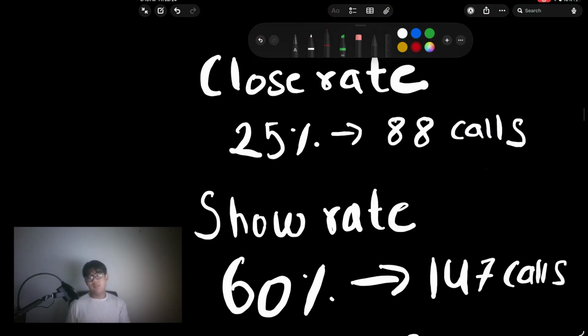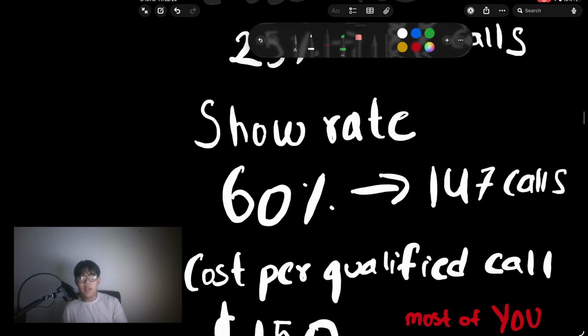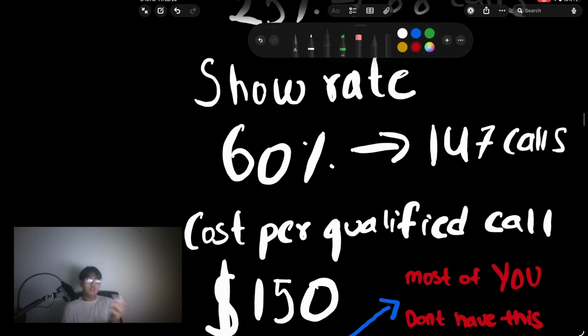Okay, in this instance, let's say your close rate is 25%? So you would need 88 calls, right? And your show rate is 60%, which means you need 147 calls.